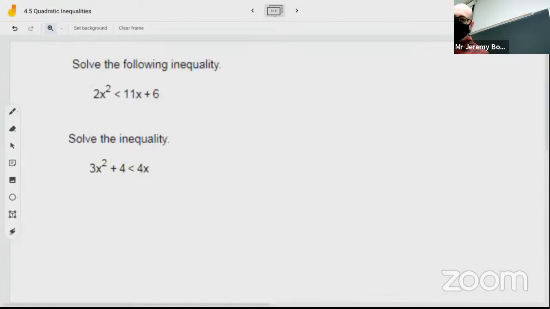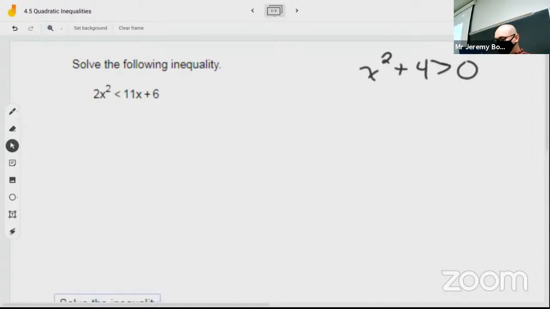All right, give these two a try. Yeah, 2x squared is less than 11x plus 6. You got to move stuff to one side, depending on which side you want. It's totally up to you. But remember, once you've got one side set to 0, that's when you start your actual work. That's when you start making your decisions. Anything for the second one, either move the 3x squared plus 4 or the 4x. So do you want to talk about that one a bit?